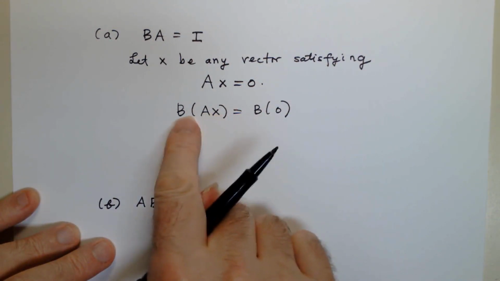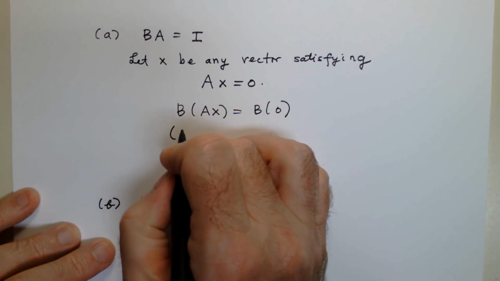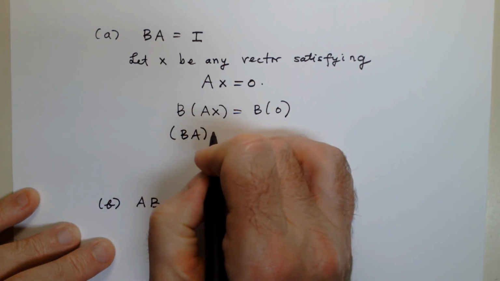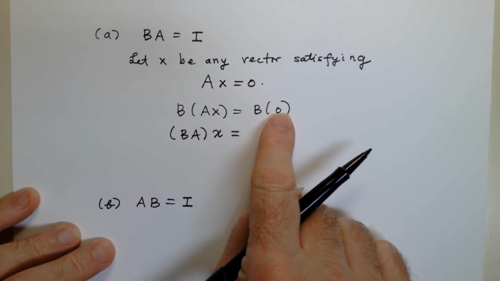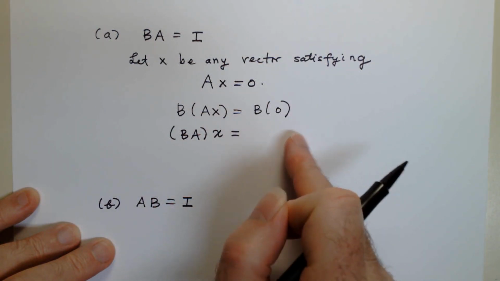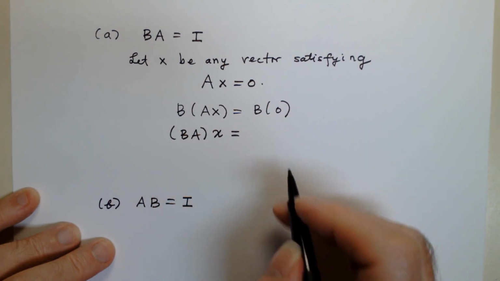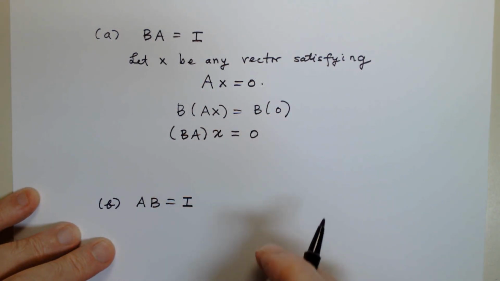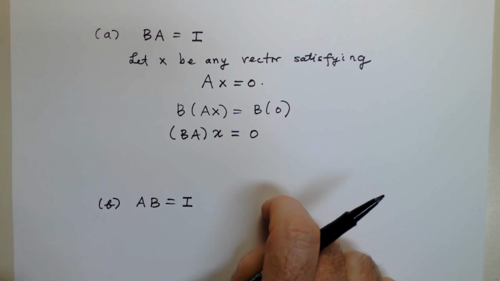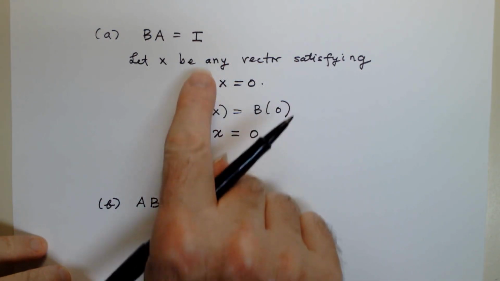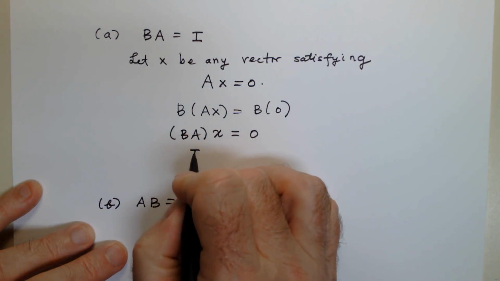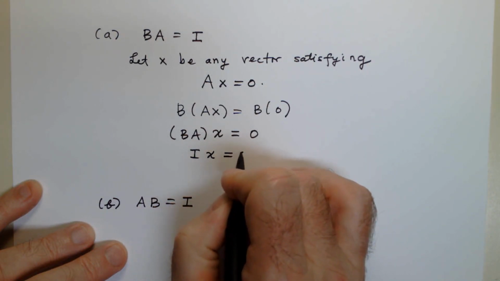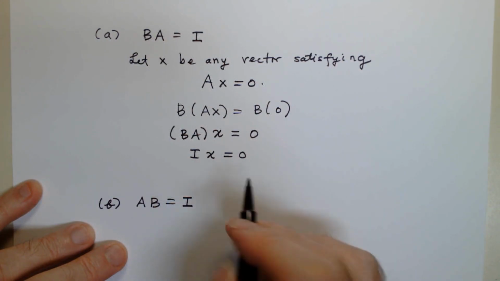Okay, now I can use associativity and write this as B times A times x. And on this side, when I take the matrix B and multiply it by this column of zeros, that's going to multiply to the 0 vector again. Just think of that as a column of zeros here. And we know that B times A is equal to the identity, so this is just the identity times x. And the identity times x is just x.